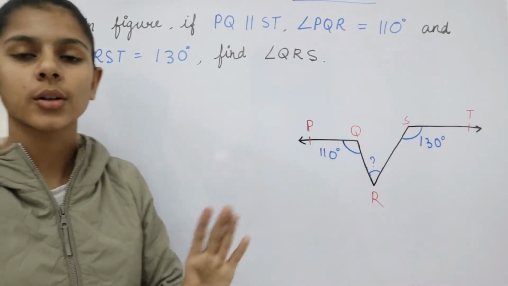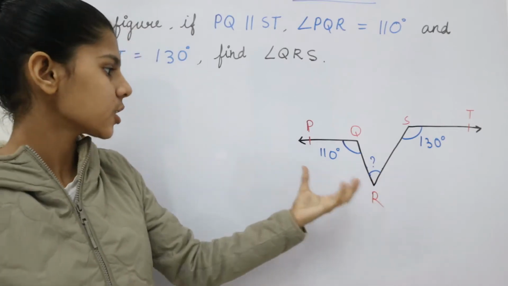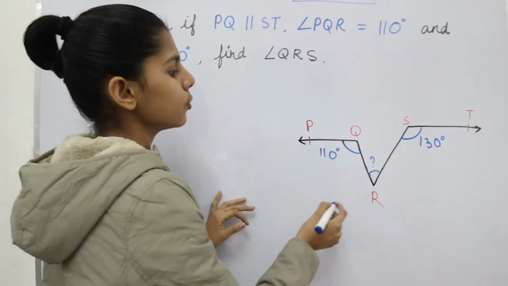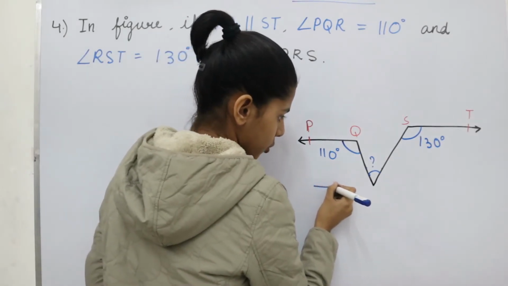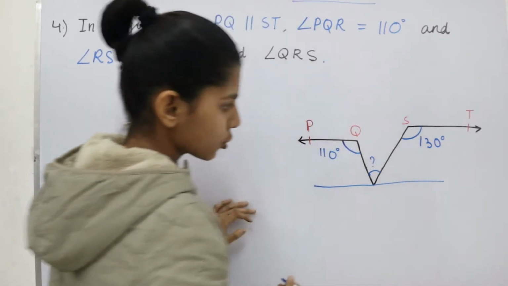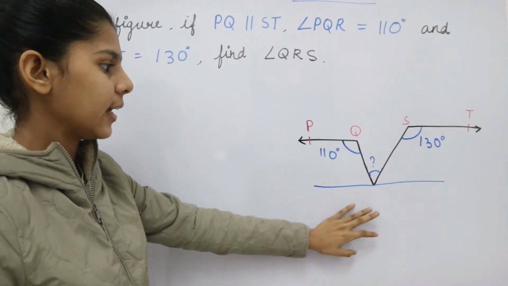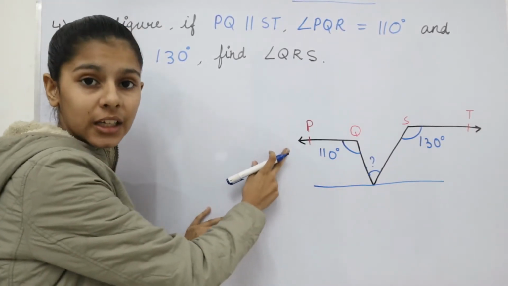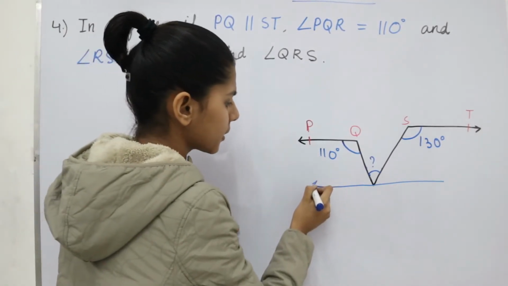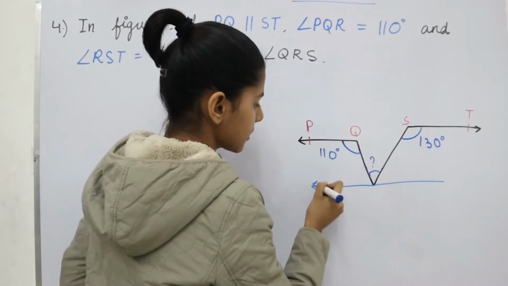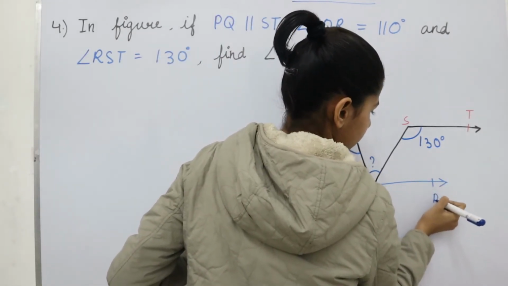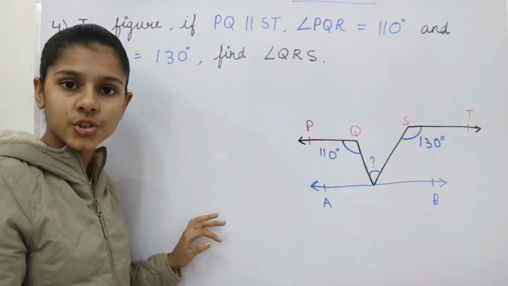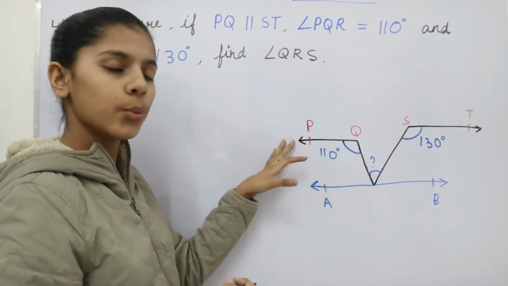To do this question, what we have to do? We have to do some constructions in this figure. What are we going to do? We are going to draw a parallel line here through the point R. So we are going to draw a line which will be parallel to PQ. So let's name it. Let's say this line is AB.